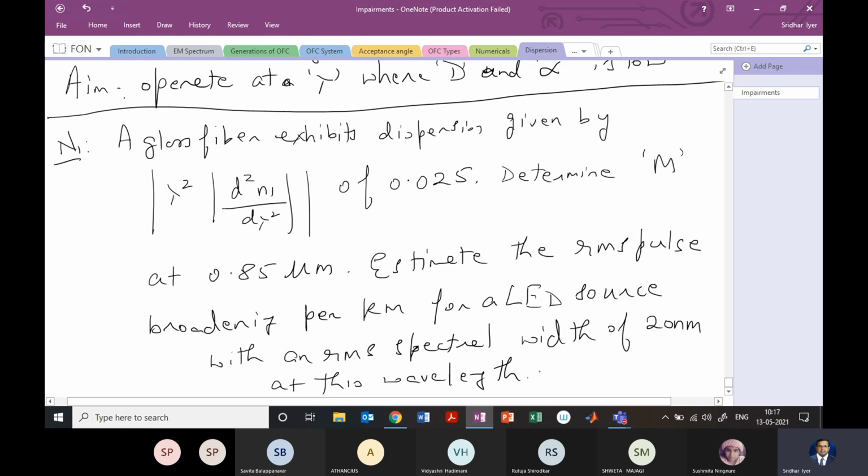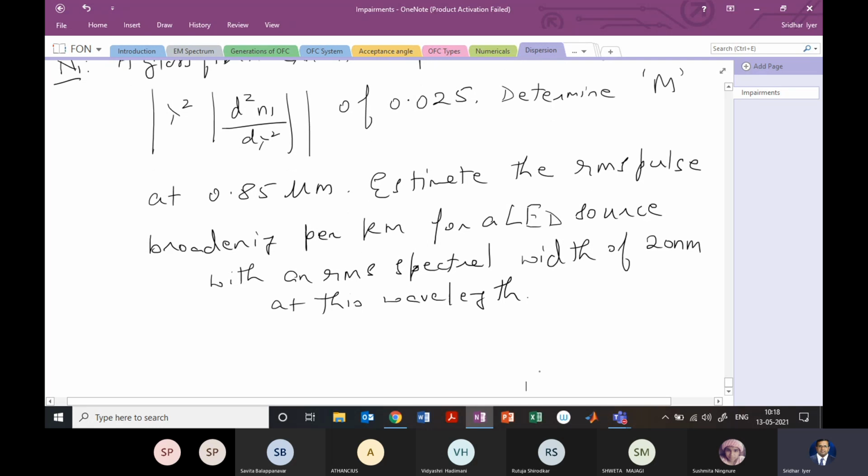Okay. So we are given that equation, lambda square of d square n1 by d lambda square. We need to find the material dispersion at wavelength 0.85 micrometer. We need to also estimate the RMS pulse broadening per kilometer for the source given its spectral width of 20 nanometer at this wavelength. That means at 0.85 micrometer. Okay.